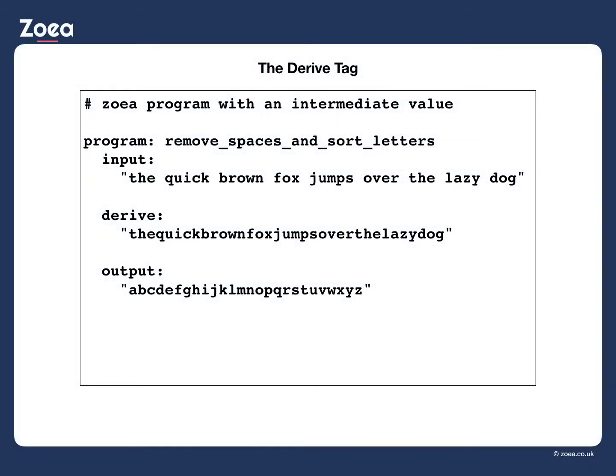Intermediate values in test cases are defined using the derived tag. It is possible to have any number of derived values in each case. Inputs, derives and outputs are implicitly defined as steps. It is also possible to identify each of these explicitly using the optional step tag.